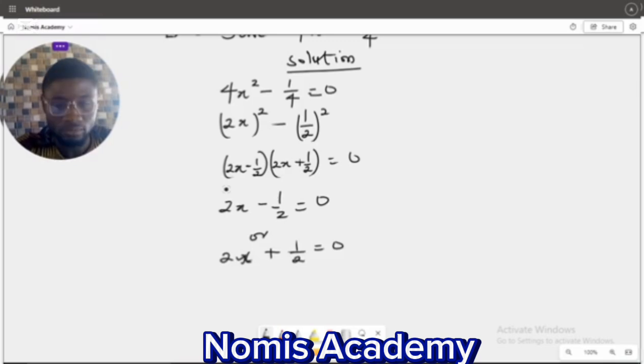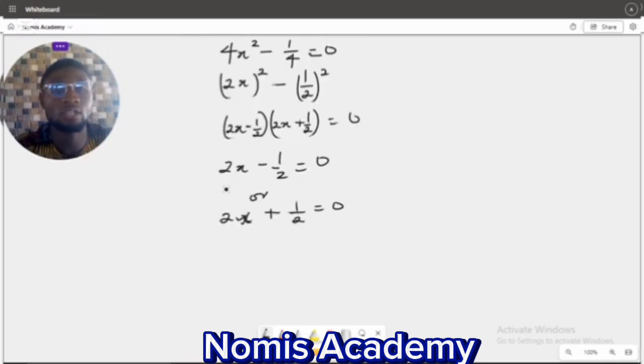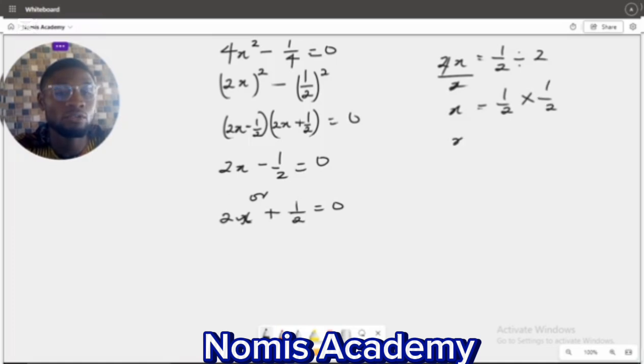Now, let's find the value of x. Let me write at this side. I can take the first one to be 2x equals 1 over 2, since the minus 1 over 2 moves across and becomes positive, so that I can divide both sides by 2. So 2 cancels 2, and I'm left with x equals 1 over 2 divided by 2. This division can change to multiplication, so that 2 over 1 becomes 1 over 2. So the value of x here is 1 over 4.